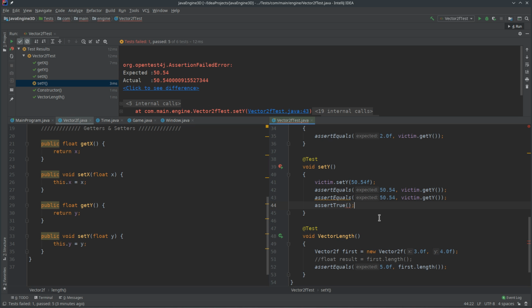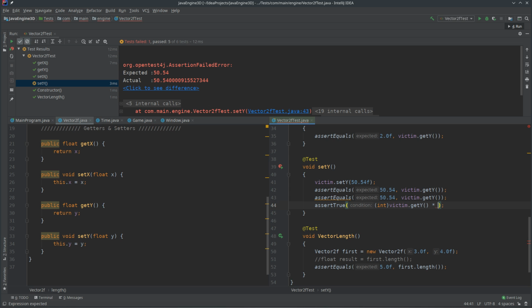Can you get that thing out of my way? Assert that int of... This is victim get y, isn't it? Victim dot get y. That's got to be brackets. What I'm going to do is cast it to an int for a true, which will give us 54. But I want 6 decimal places.